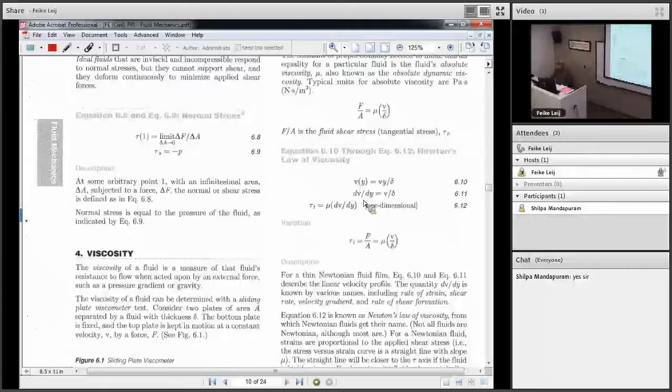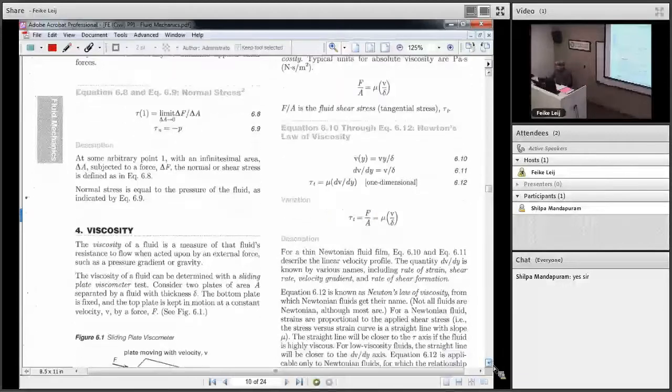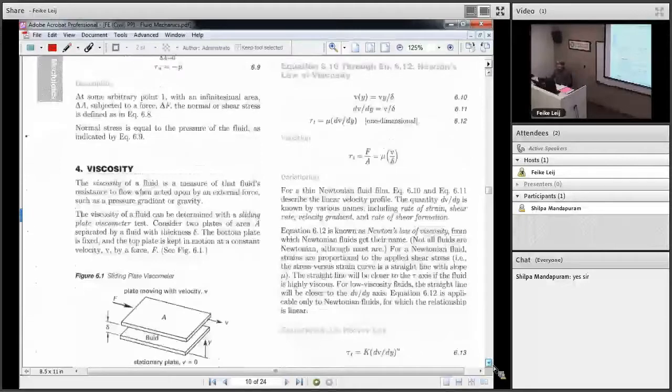So V is a function of the perpendicular distance y. This is the transverse velocity gradient. So the shear stress for a Newtonian fluid is going to be proportional to this tangential velocity gradient. Mu, what is that again? Dynamic viscosity is the proportionality factor.